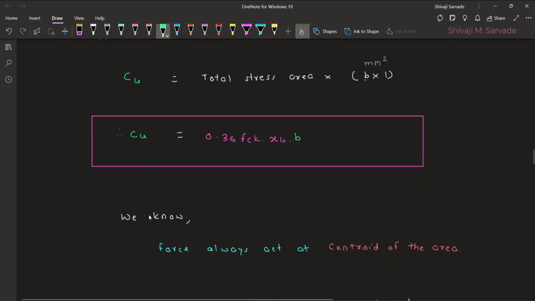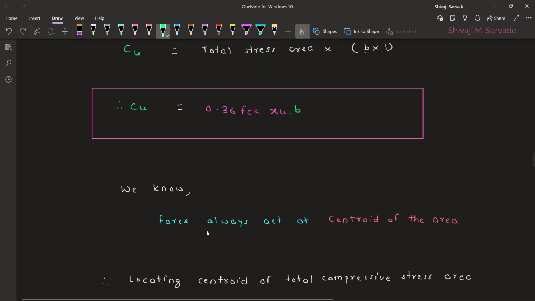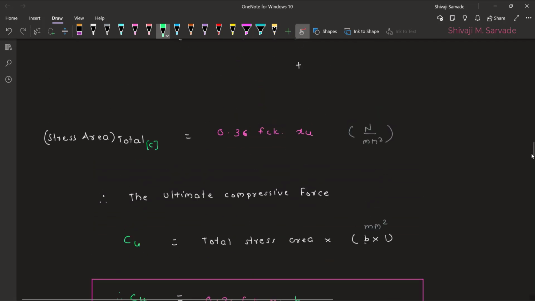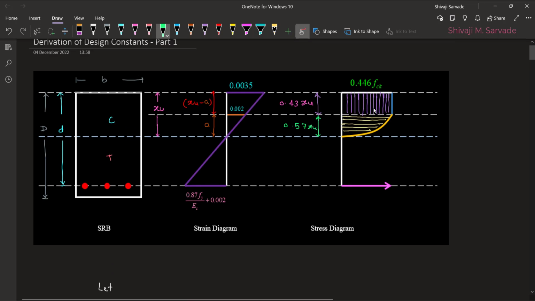Now similarly, we are interested in getting the location at which it is acting, because we know the force always acts at the centroid of the area. Now where is the centroid of the area? Because we have two complicated shapes, one is the rectangular shape and the other one is the parabolic shape. In your earlier semesters you must have studied calculation of the centroid for an area, which in this case is y bar. Let's calculate the distance of the compressive force from the topmost fiber. So we need y bar from top.